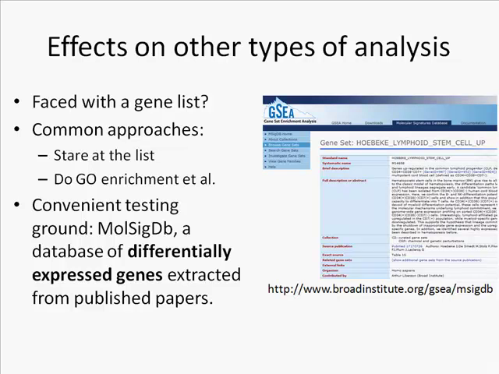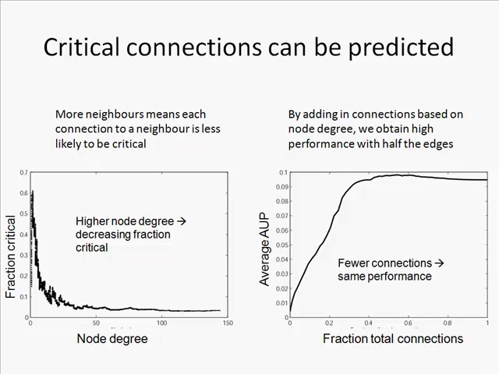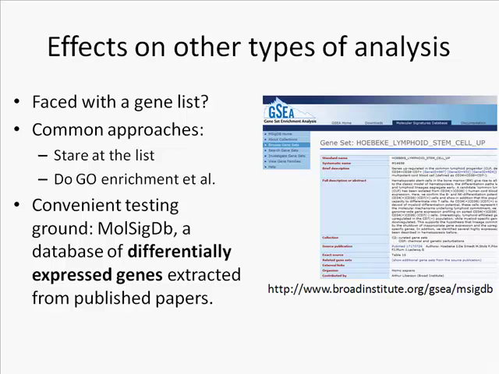identify which edges. It's kind of an important point that we can predict which edges are likely to be exceptional without using information on their effect on performance, just looking at how many connections the genes are connected to. So hubs can afford to lose edges. The higher the node degree of the gene, the less likely that its edges are going to be critical. So you can remove edges from hubs and still retain performance.